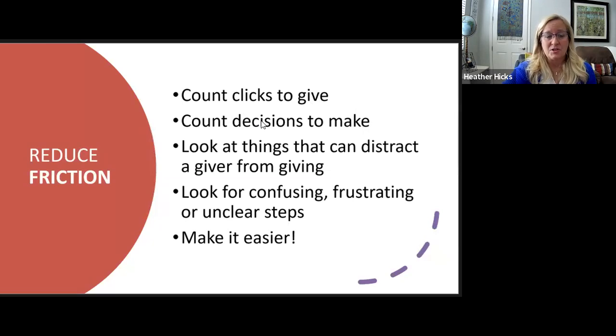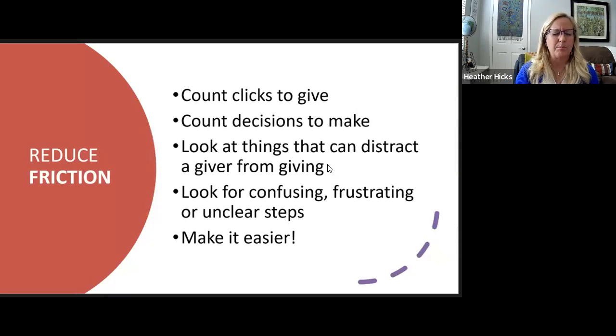So how many decisions do they have to make? Now, it's not just clicks, but once you get on the pages, how many times do I have to make a decision? Surprisingly, it's true, donors get weary of too many decisions. So look at your process and ask, how many decisions am I requiring a donor to make? Look at things that might distract them.